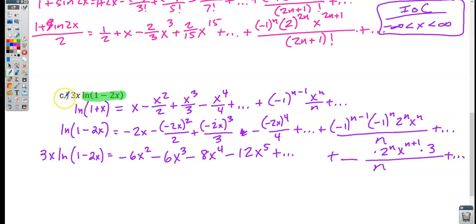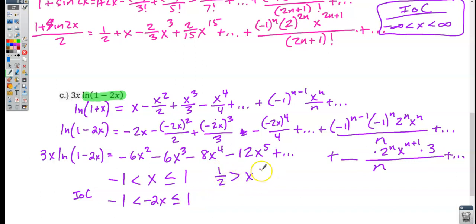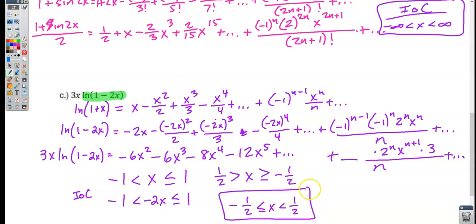The interval of convergence is not impacted by the 3x. The interval of convergence for the original series is negative 1 is less than x is less than or equal to positive 1. So the IOC for natural log of 1 minus 2x, we're going to substitute negative 2x in here in place of x. And we're going to go ahead and solve this inequality. And when we do that, that gives us 1/2 is greater than x, which is greater than or equal to negative 1/2. And so that is going to be our interval of convergence for this series.